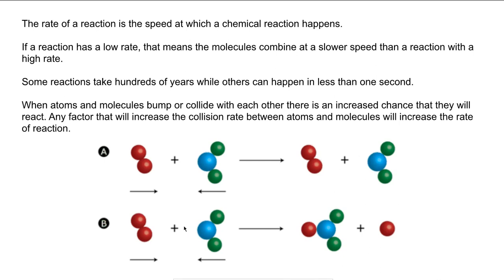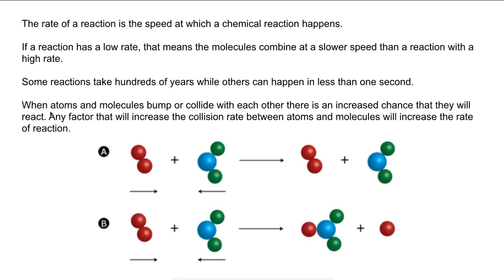However, in example B, you can imagine these molecules are combining together with more force, faster. So a chemical reaction did happen where something new was formed. So we have a completely different molecule being formed here. And we have a separate atom here that's not in a molecule.